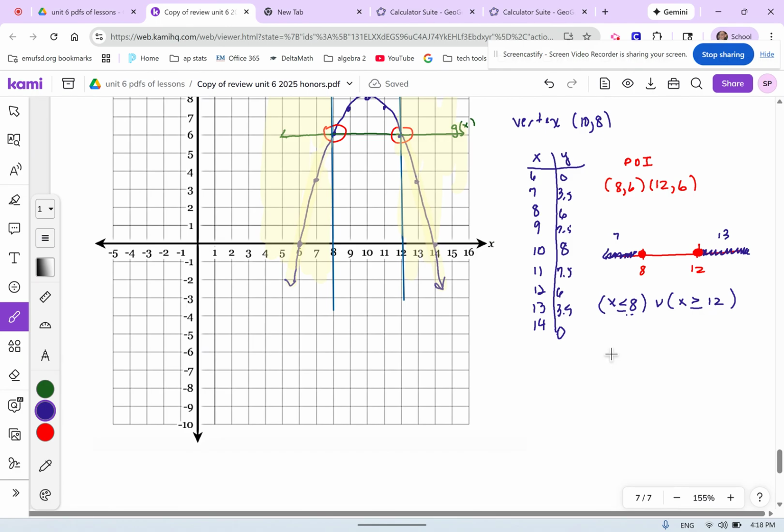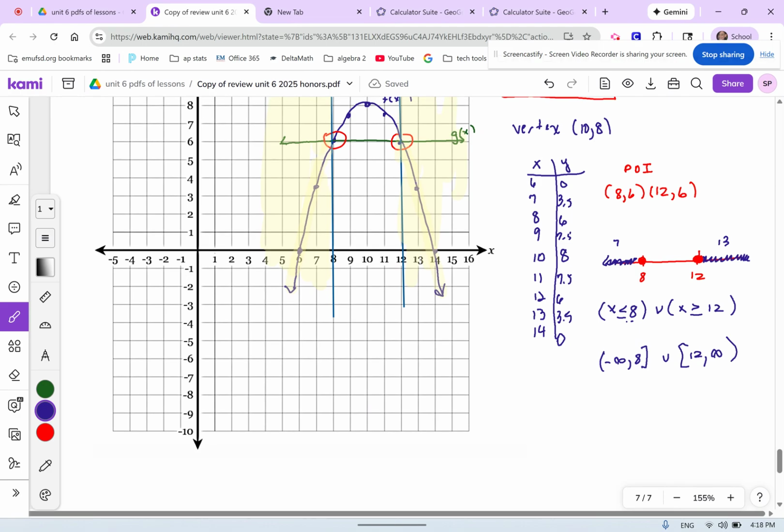That's inequality notation. But in interval notation it is negative infinity to 8, hard bracket. Remember, you can't get to infinity, and that's why it's a soft parenthesis. Or it's hard bracket, because we're including 12 in, to infinity, soft parenthesis. And that's the answer.